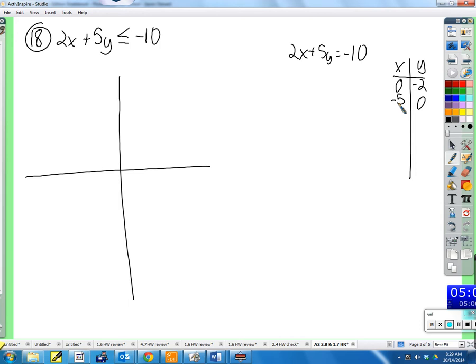So those are 2 points, 0, negative 2. 0 for x and negative 2 for y will make both sides equal. And negative 5, 0: negative 5 for x and 0 for y will make both sides equal. And any point that's a part of this line, same thing. If I take that x and that y, both sides will be equal. Color code that: all of these points satisfy the equals part.